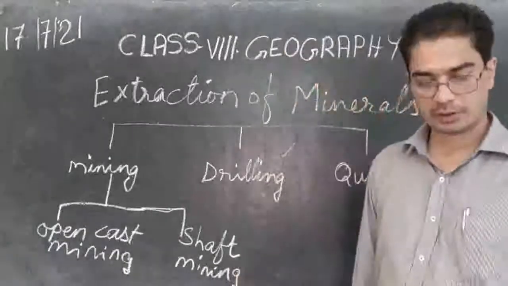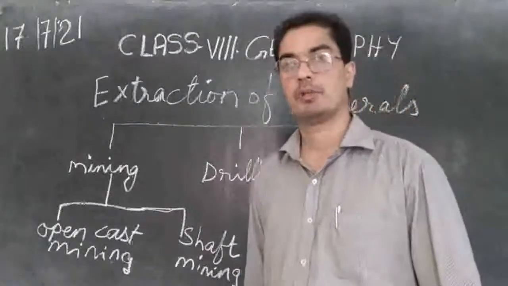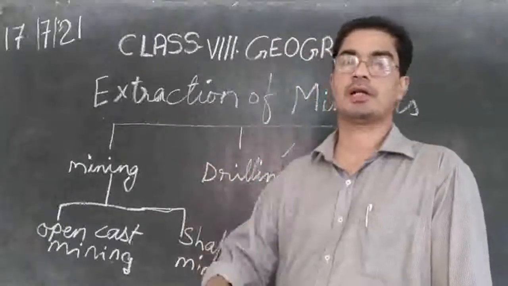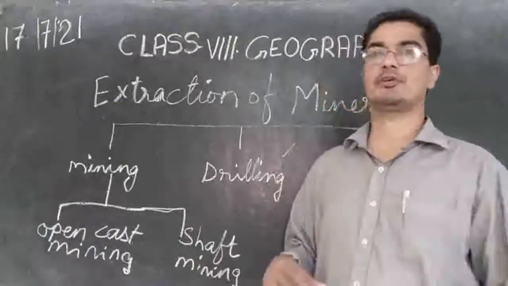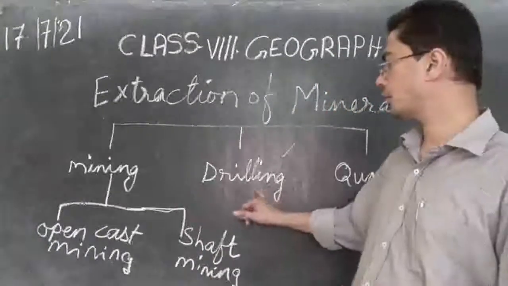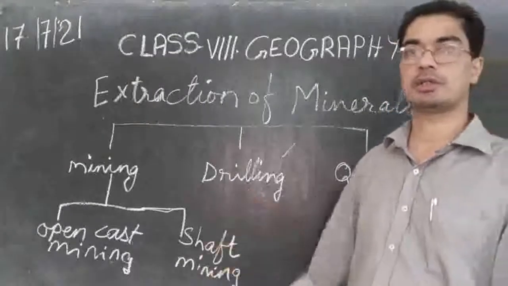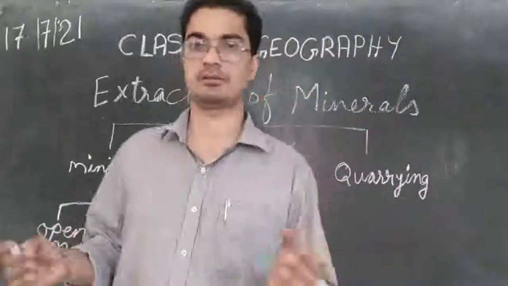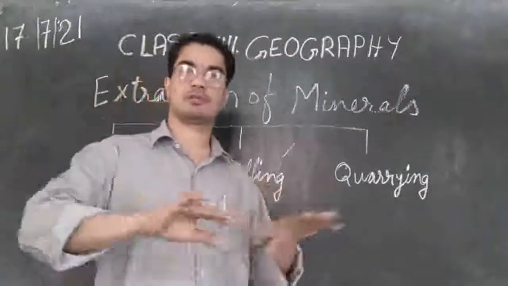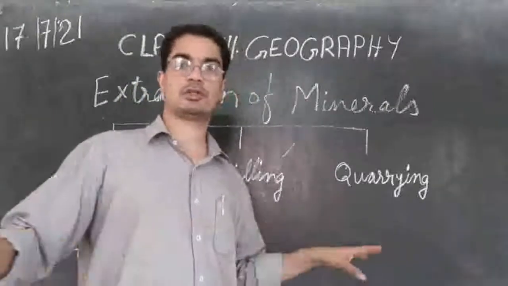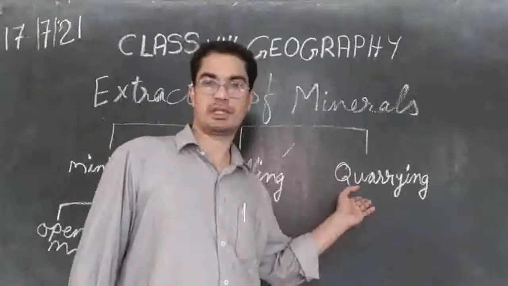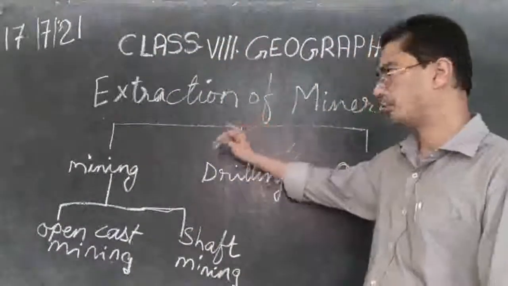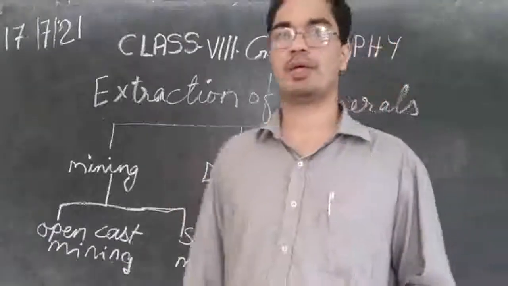Then if you think about the example of petroleum products and natural gas, it is very deep under the earth, and so for that we have to dig a very deep well, and the method used is called drilling. And some of the minerals that are just lying on top of the earth, we can just remove the mud from both sides or sideways, and then take it out. That is called quarrying. So these are the methods that we use for extraction of minerals.